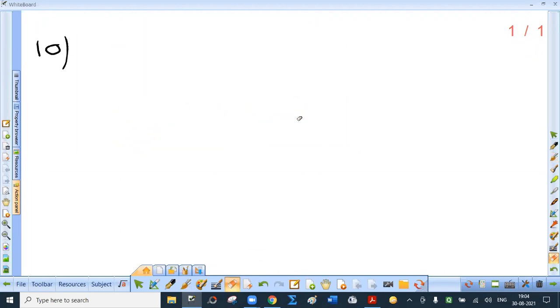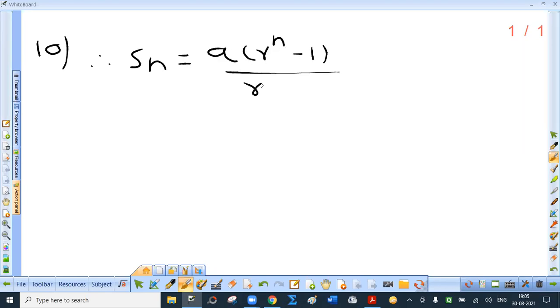Let A, small a, be the first term and R be the common ratio of the GP. Now tell me, what will be Sn? Write down. Sn is A into R raised to n minus 1 upon R minus 1.